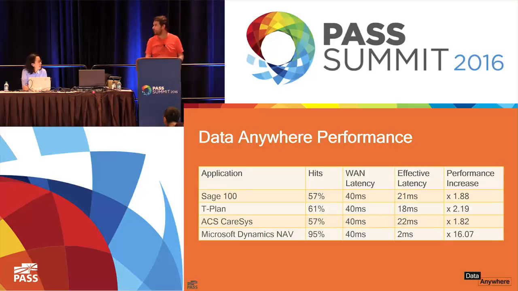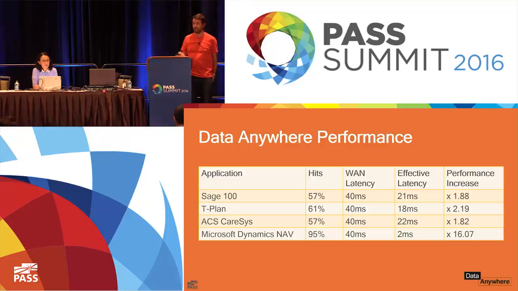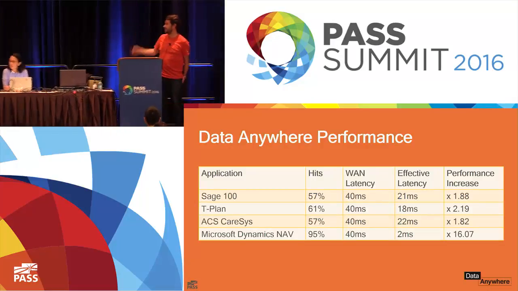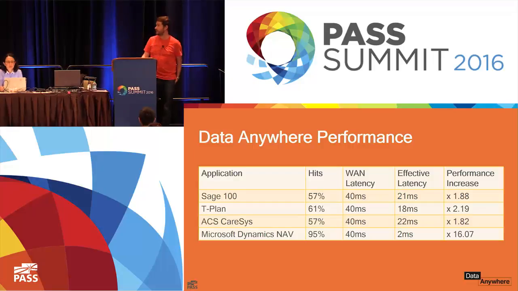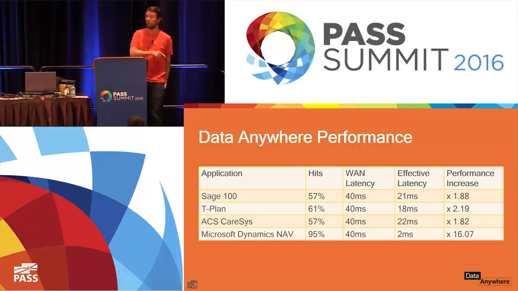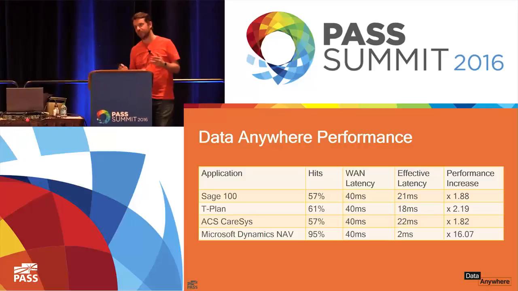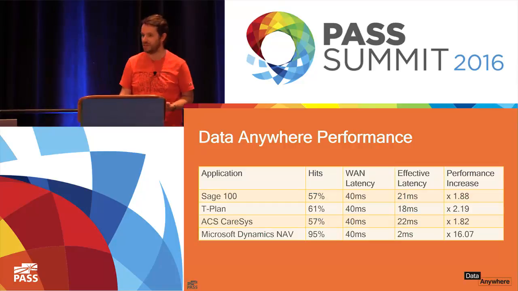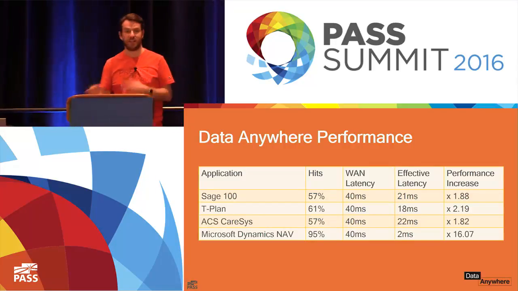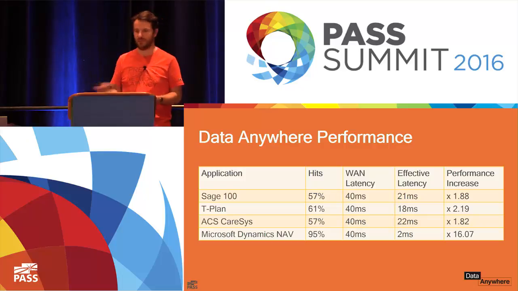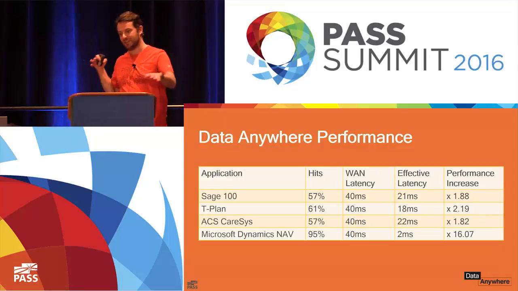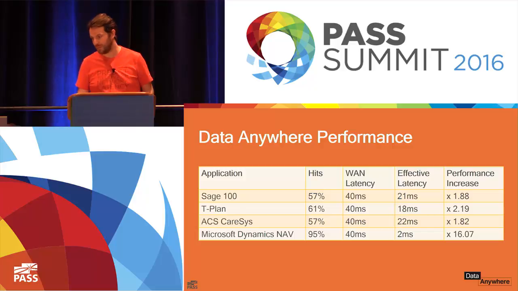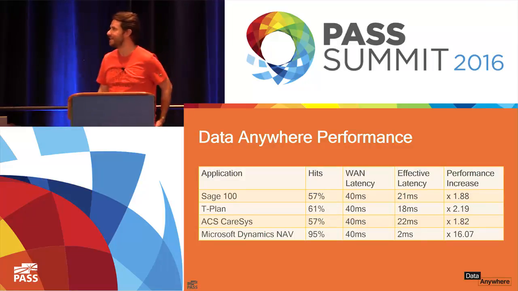How does this work in practice? Presumably most of you have heard of Sage. With Sage, as an example, we prefetch 57% of the queries, and that gives us 1.88, so nearly doubling the speed performance increase. Incidentally, we actually predict a lot more of their queries than we prefetch. For instance, we don't prefetch writes, updates, deletes, or inserts. For Sage 100, an example of a write would be raising an invoice. Believe it or not, people don't like it if you raise an invoice automatically before somebody's actually instructed you to do so. Some people might like that feature, but other people like to wait until the user's actually done it.